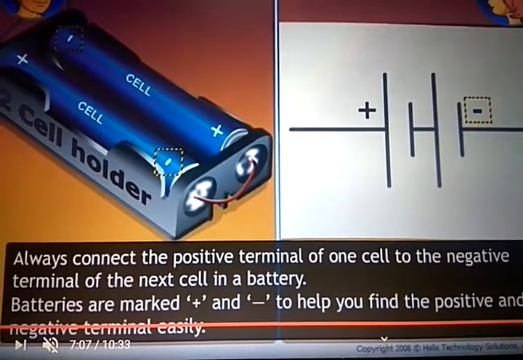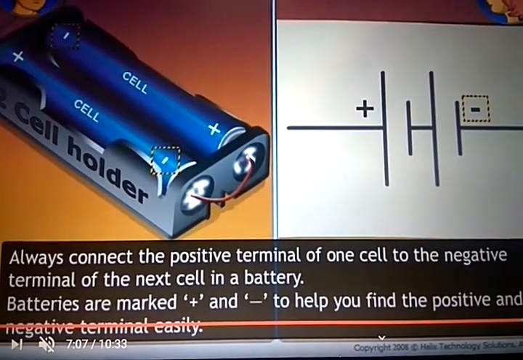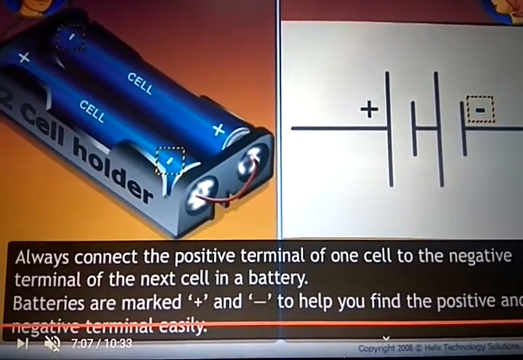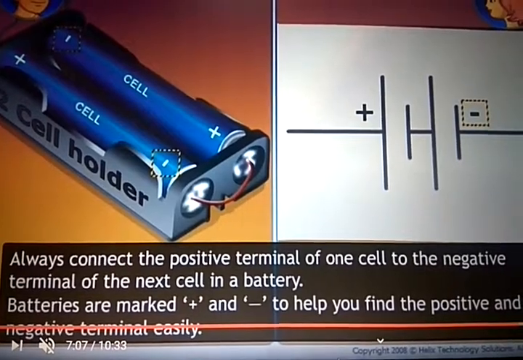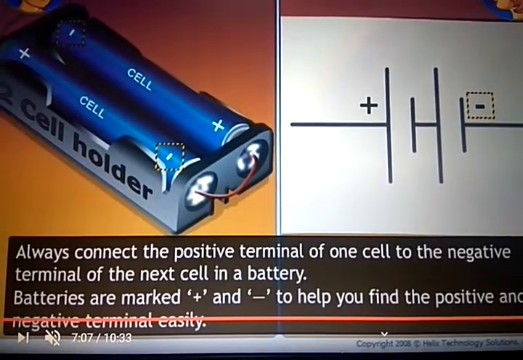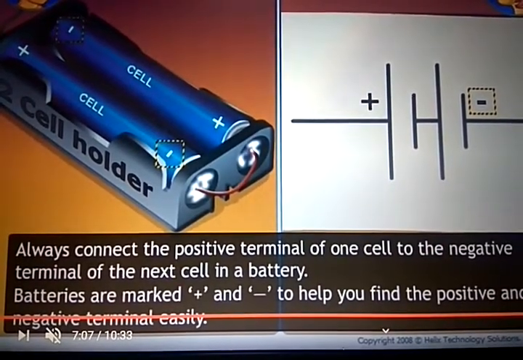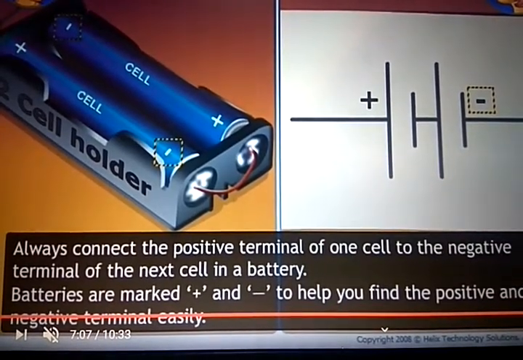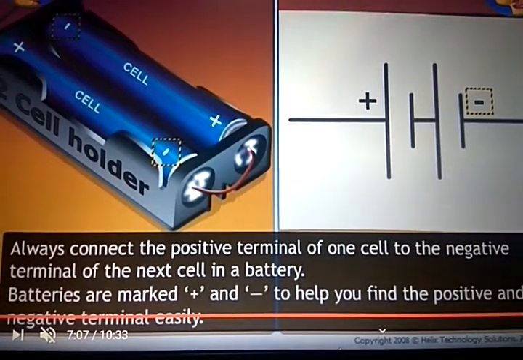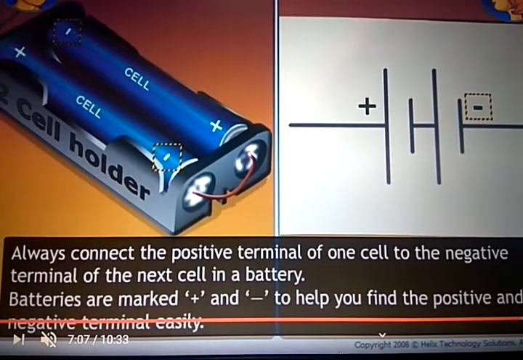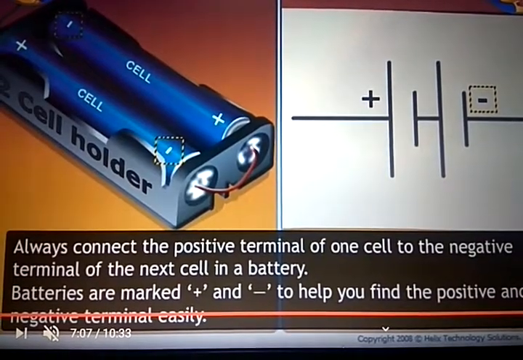So what is the concept? Always connect the positive terminal of one cell to negative terminal of the next cell in the battery. Correct? So battery are marked plus and minus to help you to find the positive and negative terminal easily. Correct? So you have to attach positive terminal of the first cell to negative terminal of the another cell. And you see the positive terminal of the second cell to negative terminal of the third cell, like that.